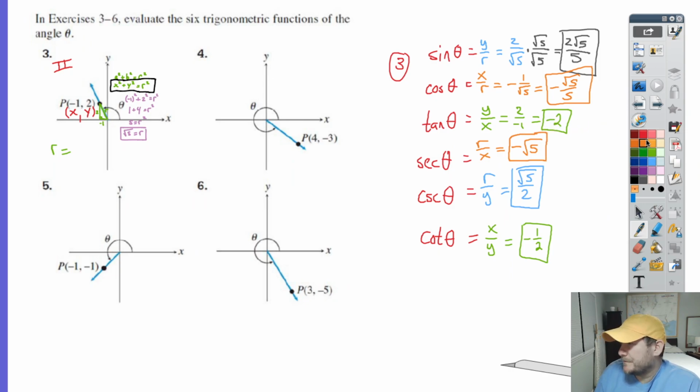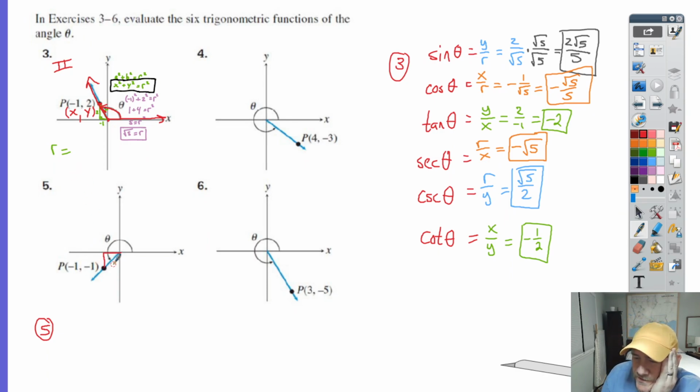But there you go. From just being given a point in the coordinate plane, that point defines some terminal ray, which with an initial ray creates some angle, and then from that angle we can find all 6 trig values. So there you go. That's how you do 3. 4, 5, 6 are all going to be the same basic deal. I guess since 5 is odd and it's technically assigned to you, I'll try to help you with it.